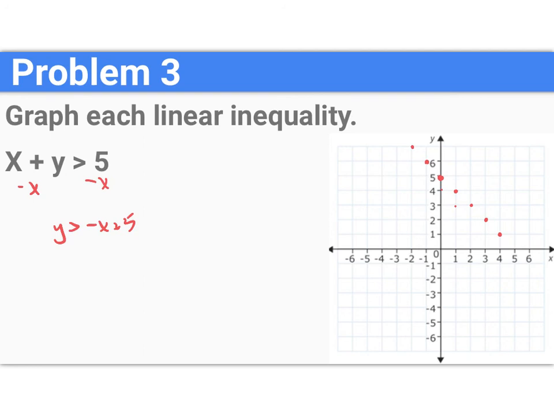Y is greater than. The line is dotted, which means no point on the line works. And the solution set is everything above the line because we're talking about greater than. So that's how linear inequalities work.